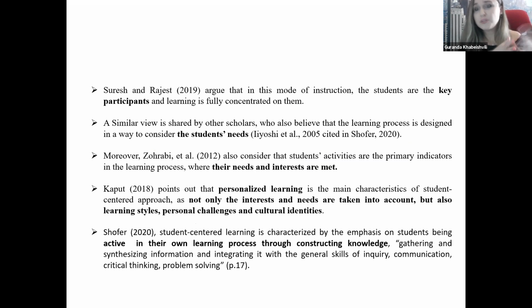There are many scholars who define this concept from different perspectives, but what they share is that the needs and interests of students are met in this kind of instruction. The learning is personalized, and it's not only the needs and interests that are taken into account, but personal challenges, cultural identities, and learning styles are also considered. And students synthesize the information and integrate it with the general skills of inquiry, communication, critical thinking, and problem solving.